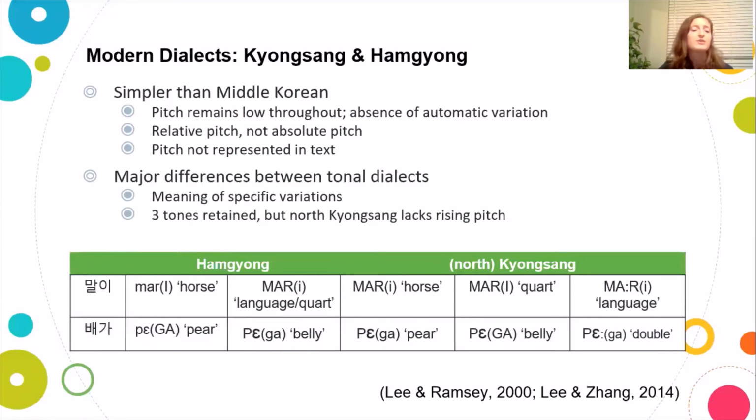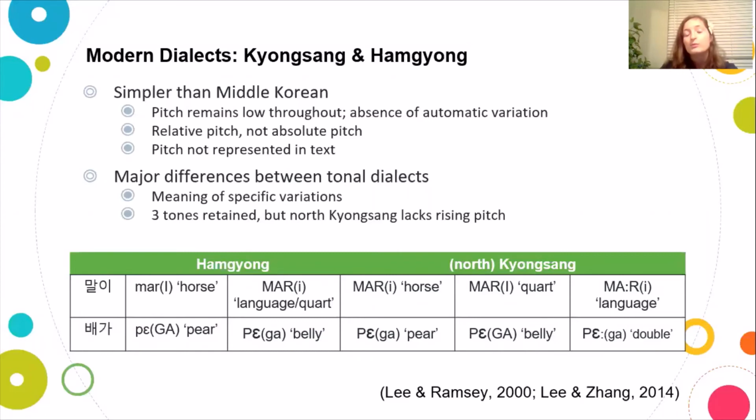There are also some major differences between the tonal dialects of Korean. One of those is that the meaning of specific variations differs between regions. For instance, in the Hamgyong dialect, mal with a high tone could mean language or court, but in North Gyeongsang, the same thing could mean horse. Bae in Hamgyong could mean belly, and the same thing in North Gyeongsang would mean pear.